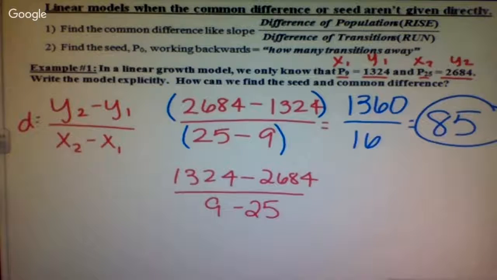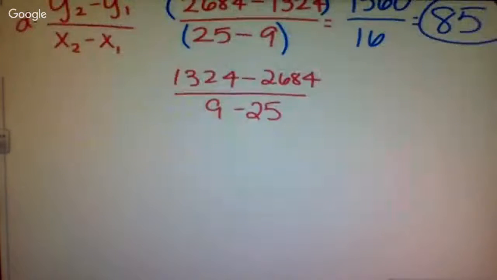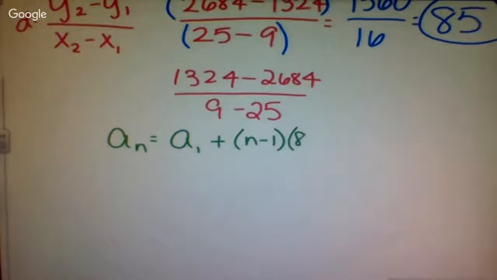The other thing it's asking for is the seed. So they want P sub 0. So you can literally start here and subtract 85 until you get to 0. Or do 85 times 9. No. So remember, we've got a sub n equals... Actually, that's not going to work. Yes, it will. A sub 1 plus n minus 1, and we know your d value is 85.